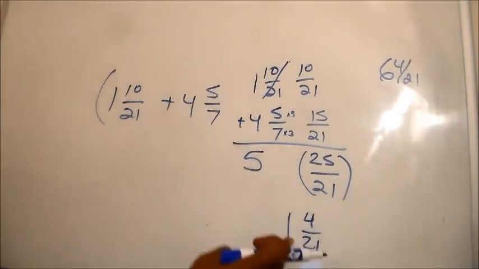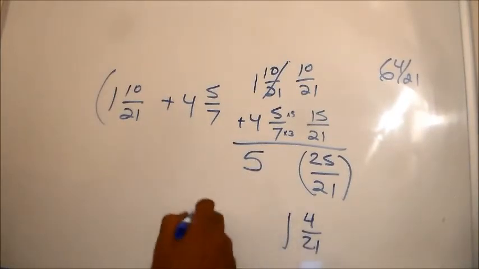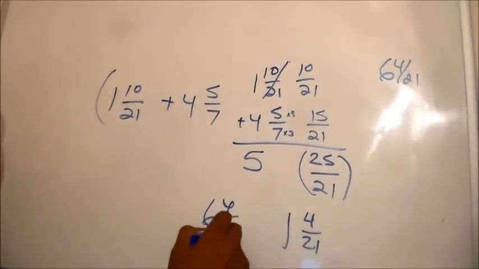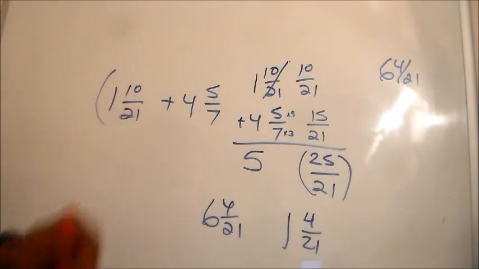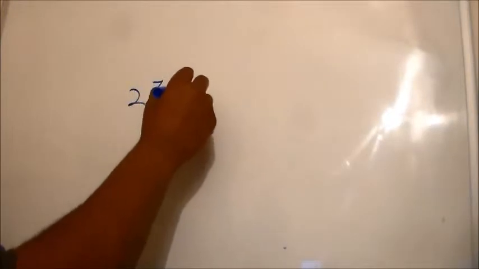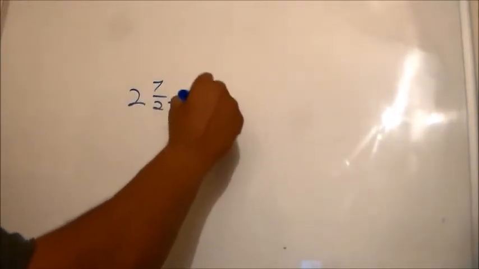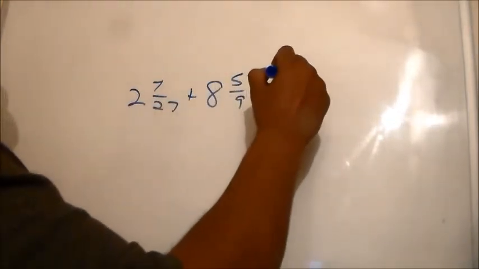Now the thing is since we have a number here, this whole number has to be added to this, which would be 6 and 4 over 21. So you see how easy that was compared to everything that we did using the rapid math number. Alright, so again, if I saw something like 2 and 7 over 27 plus 8 and 5 over 9, again, convert it to the old-fashioned way.